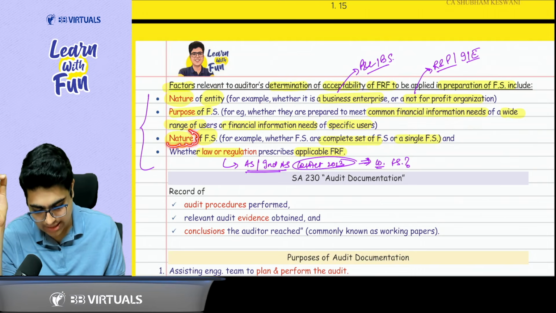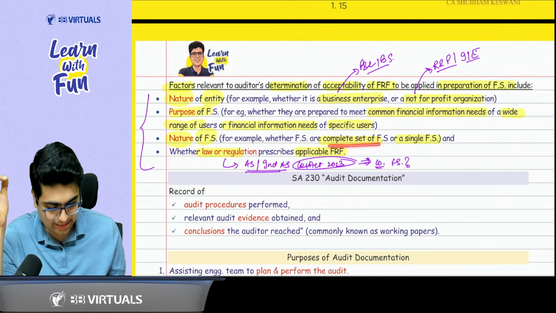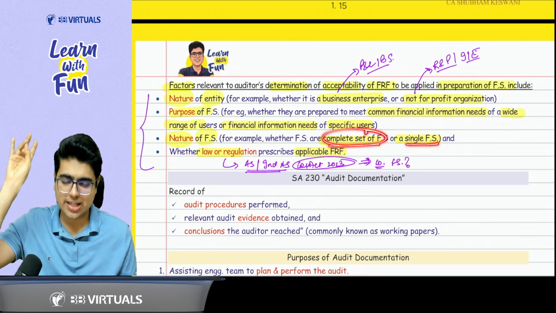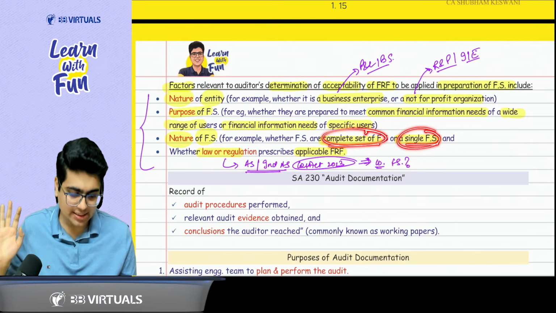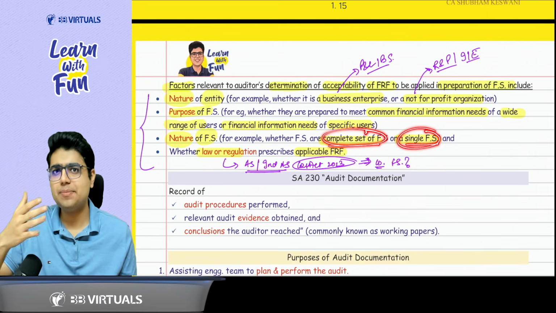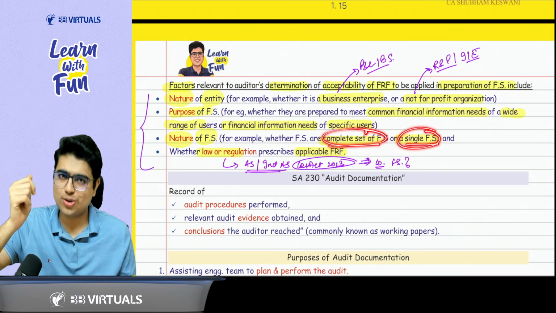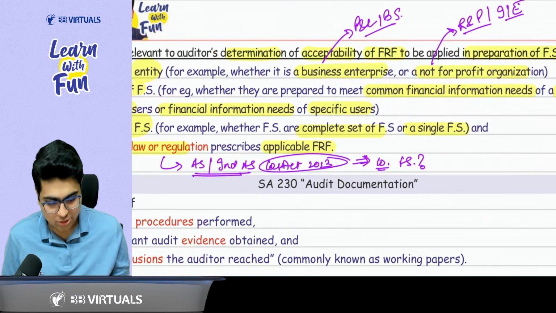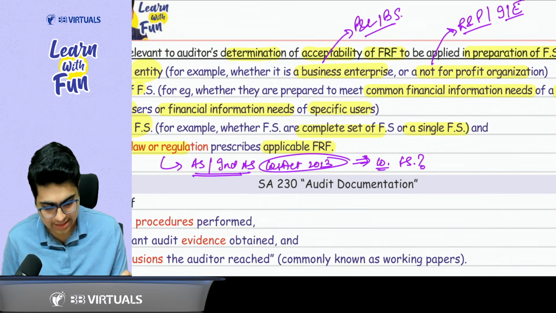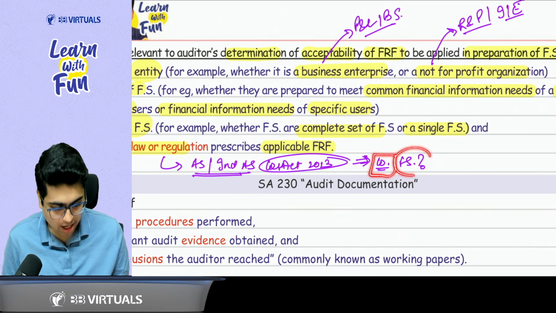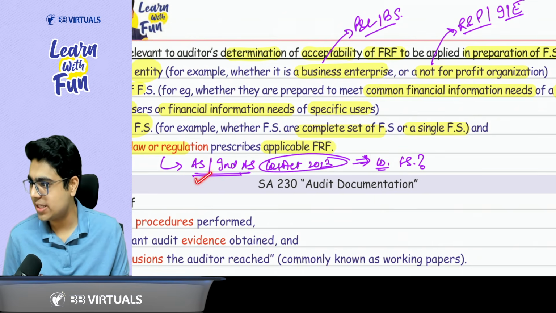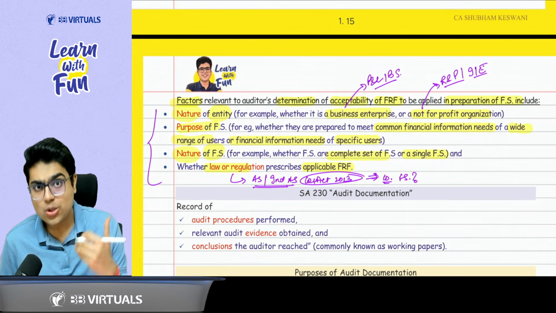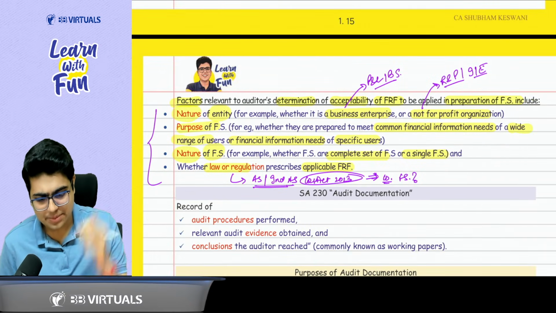Then you need to consider the nature of the financial statement. It is a complete set or single. Complete set means P&L, balance sheet, cash flow, notes to accounts. Single financial statement means a single financial statement like P&L account, like cash flow account. That's it. Then consider the requirement of law regulation. So we all know Companies Act 2013 says that if there is any company, how does it make the financial statement? As per the AS and as per the Ind AS. So these are certain factors which you can consider to decide whether the FRF is acceptable or not.